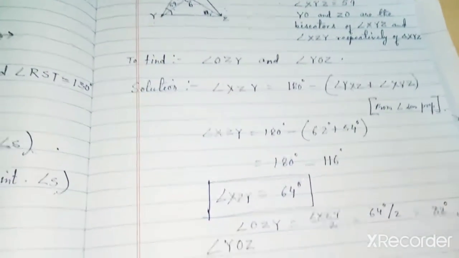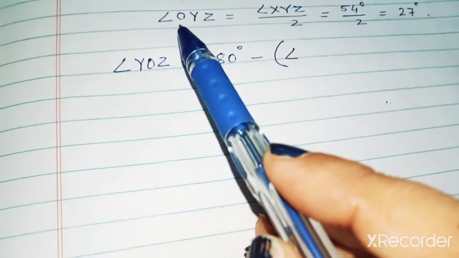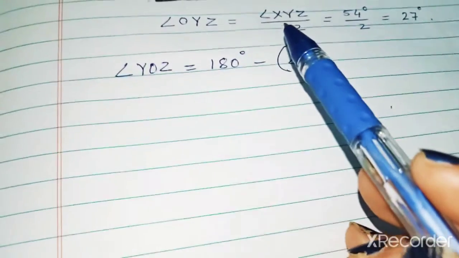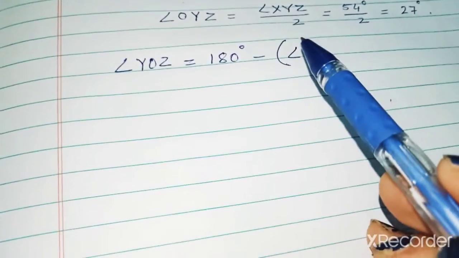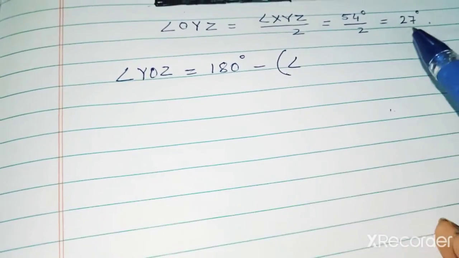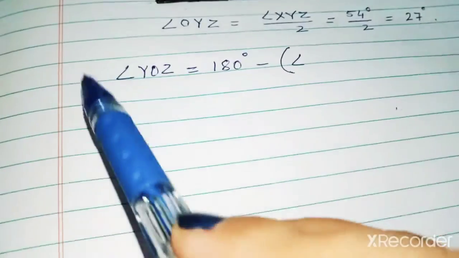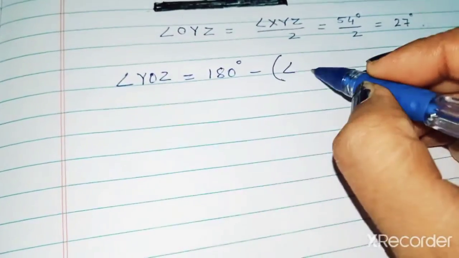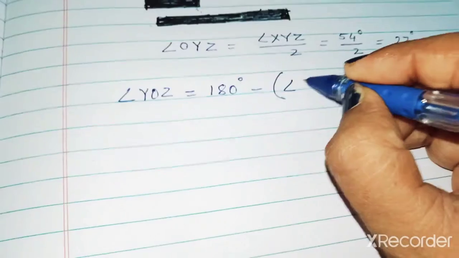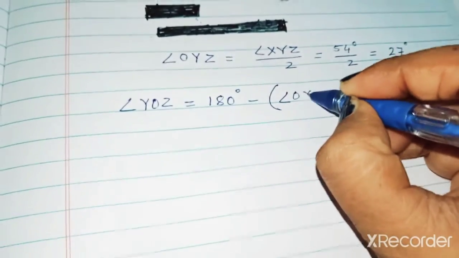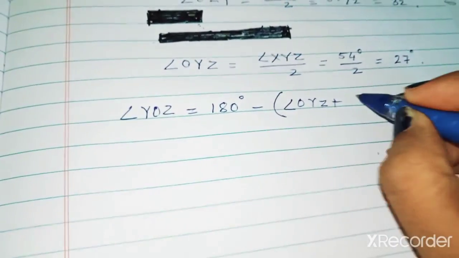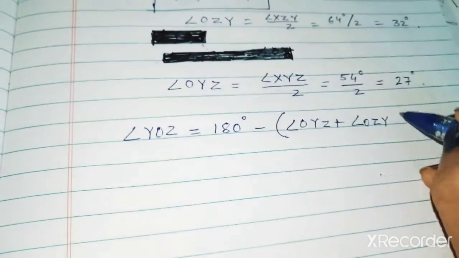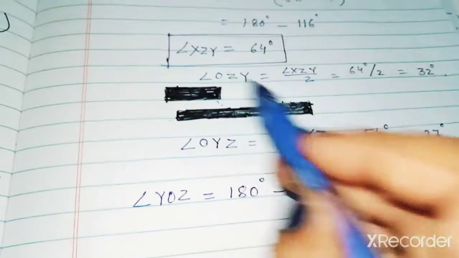Okay, and angle OYZ will be angle XYZ upon 2, that is 54 upon 2, that is 27 degrees. Now YOZ can be written as 180 degrees minus angle OYZ plus angle OZY, from the angle sum property.